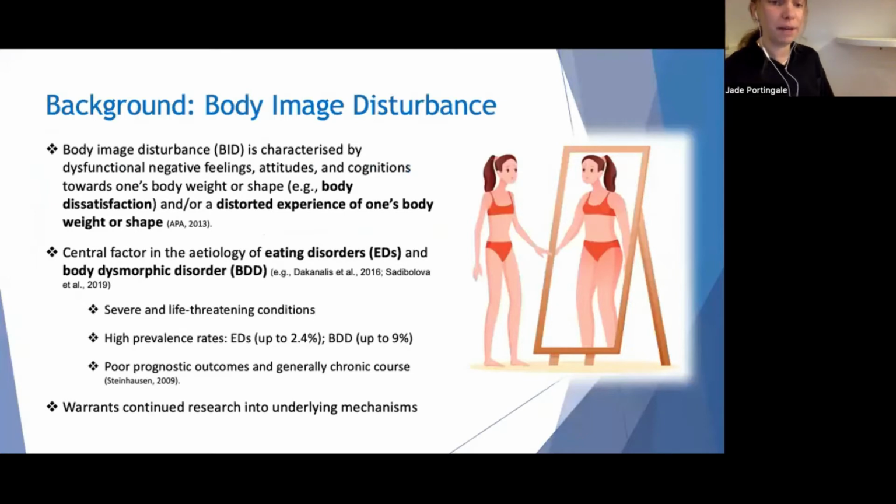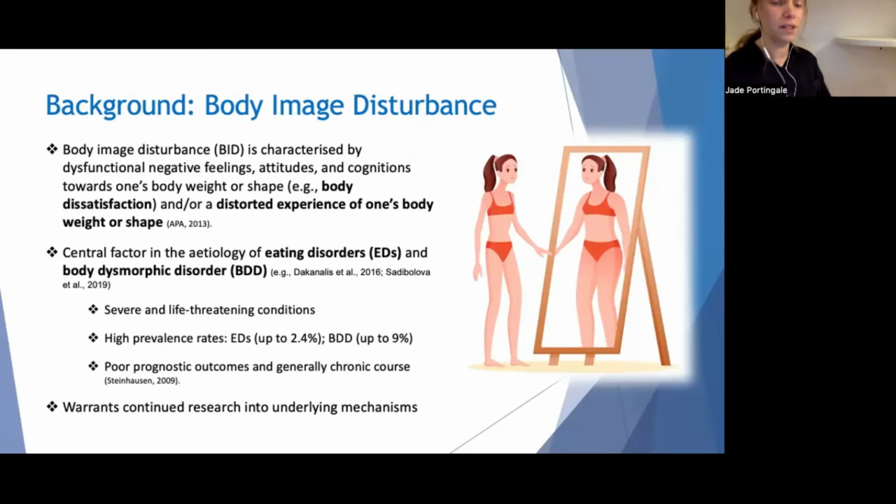So let's start with some background. Body image disturbance is characterized by dysfunctional negative feelings, attitudes, and cognitions towards one's body or shape, such as body dissatisfaction, and/or a distorted experience of body weight or shape, such as body size overestimation. And body image disturbance is a central factor in the etiology of eating disorders and body dysmorphic disorder. Both of these are severe and life-threatening conditions with high prevalence rates and poor prognostic outcomes.